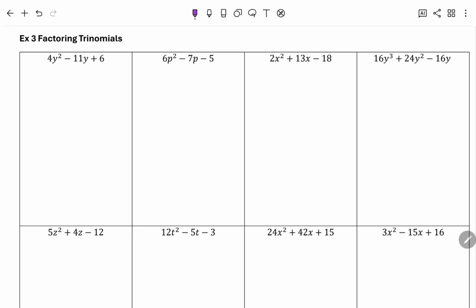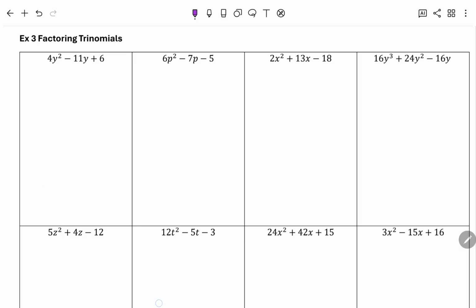And now we're on to example 3, factoring trinomials. Okay, the book just kind of assumes you guys are really good at this, and oftentimes we need a lot of practice. So I'm going to slow it down. I'm going to show you the way I do it, but if you have a different way that works for you, by all means do that.